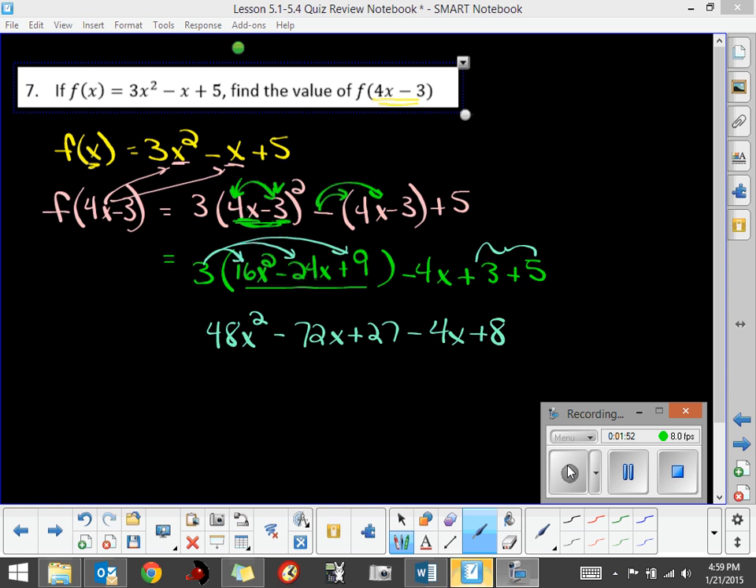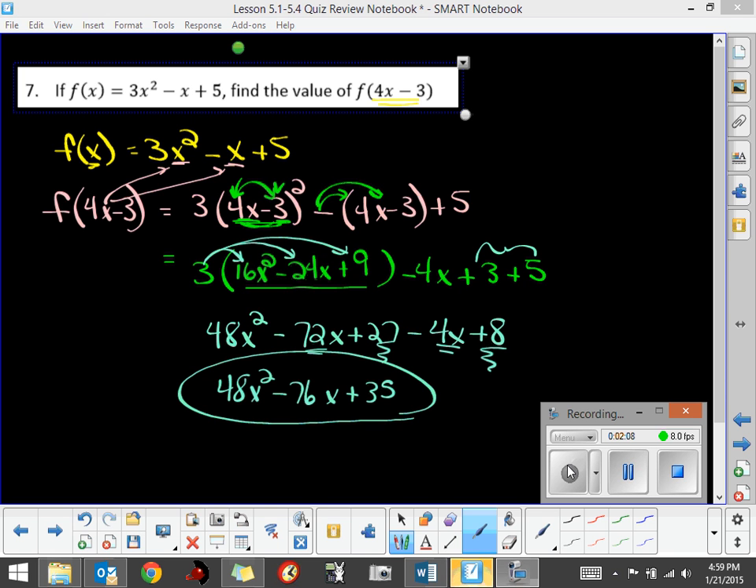So our like terms, there aren't any other x squareds. We have a negative 72x and a negative 4x is a negative 76x. And we add our like terms of 8 and 27, so that's plus 35. So this is the value of our function evaluated at 4x minus 3. It's just another algebraic expression.